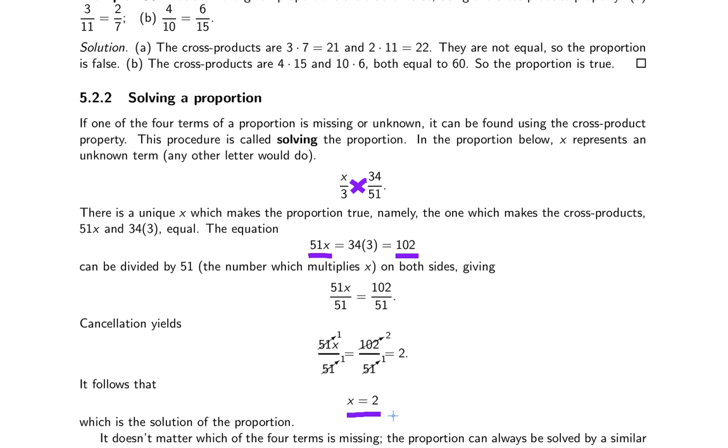All right, so I guess a better first step would be, if you see there are 17s here, cancel the 17s. And this is just the same as x over 3 equals 2 over 3.